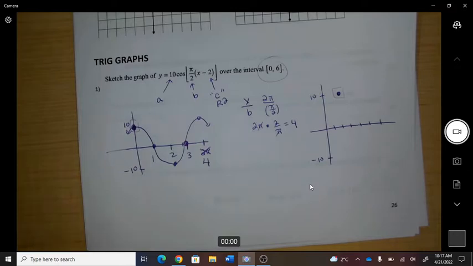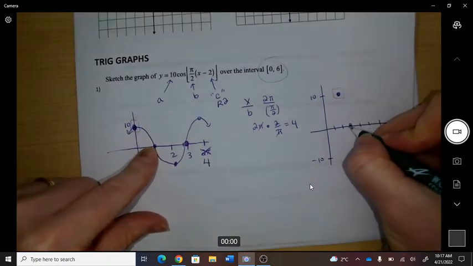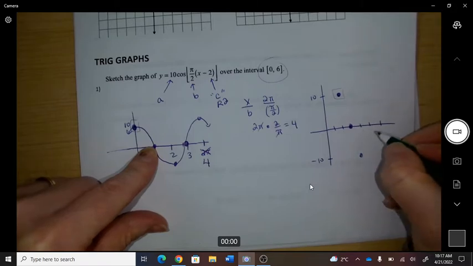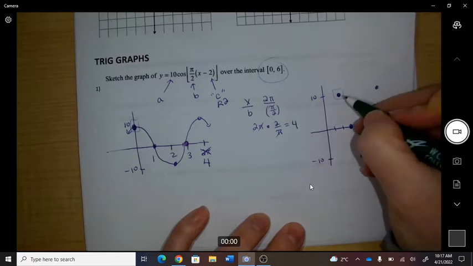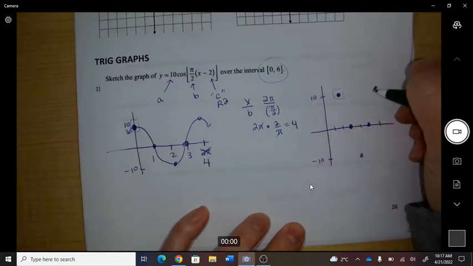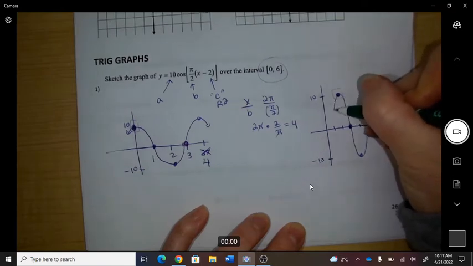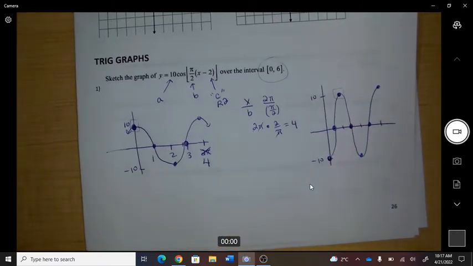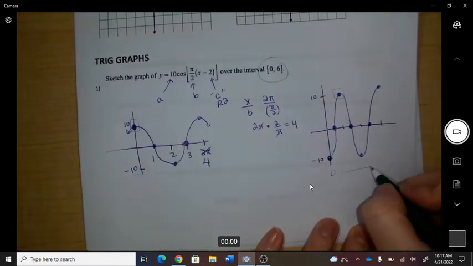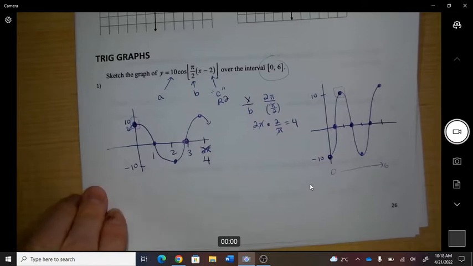And I'm just going to follow my pattern. So from the top, I went to the middle. So at 3, I'm middle. At 4, I'm bottom. 5, I'm middle. 6, I'm back to the top. And then if I backtrack the pattern, from the top I have to go back to a middle and then back to the bottom. So that's exactly over the domain from 0 to 6. Okay? And that's it.